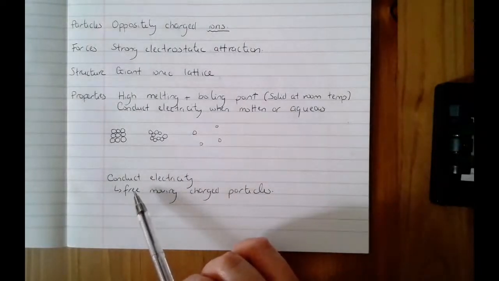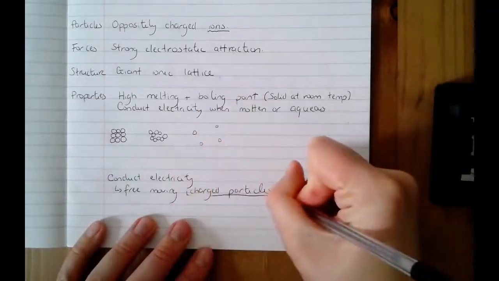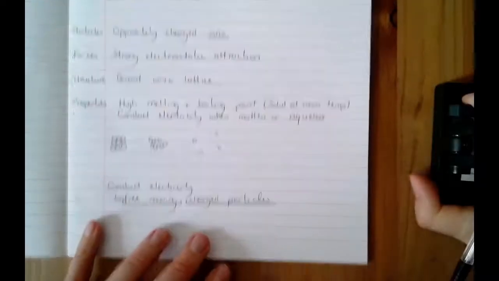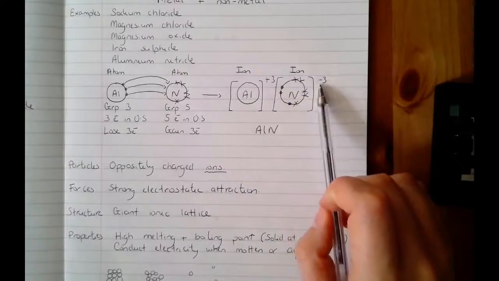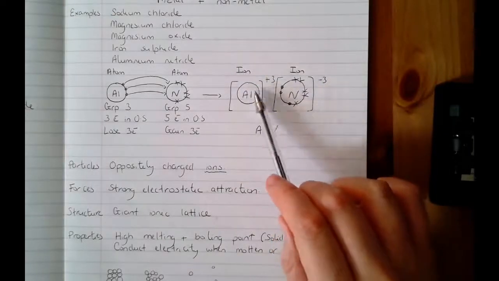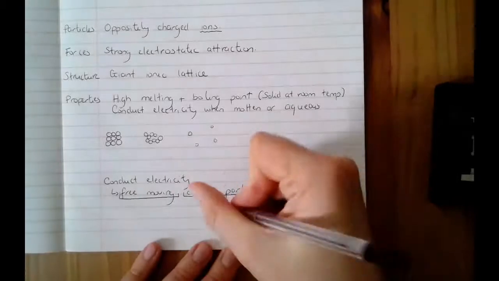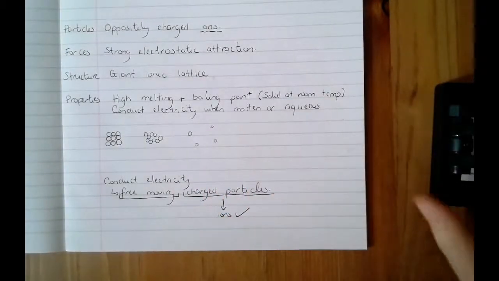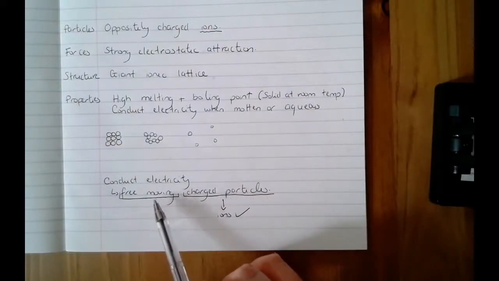And I've said it needs free-moving charged particles. Okay, so they must have charged particles, and those charged particles must be free to move. So if we look at our structure of an ionic compound, you do have charged particles. Ions are charged. You've got a positive ion here, you've got a negative ion here, so you do have charged particles. All ionic compounds contain ions, so all ionic compounds contain charged particles. But now you need to look at the other criteria. Are those ions free to move?